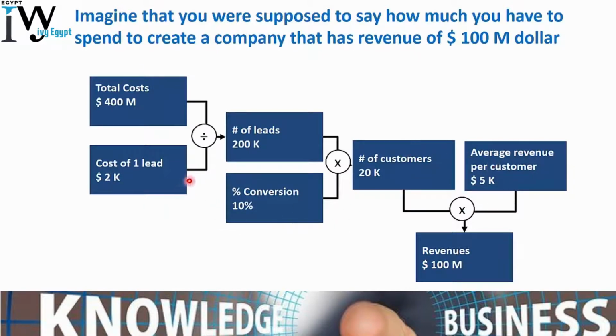So I can play with the numbers and see how achievable this is or not. If I'm not able, for example, to lower the cost of a lead four times, then this would not happen. I would not be able to generate 100 million of revenue with 100 million of costs. I could also try to cut this in half and increase this by 20% to reach the goal.